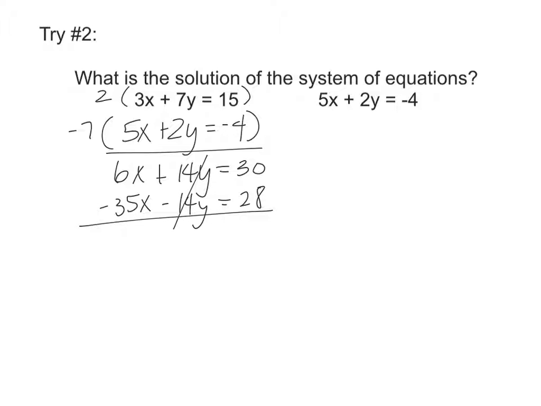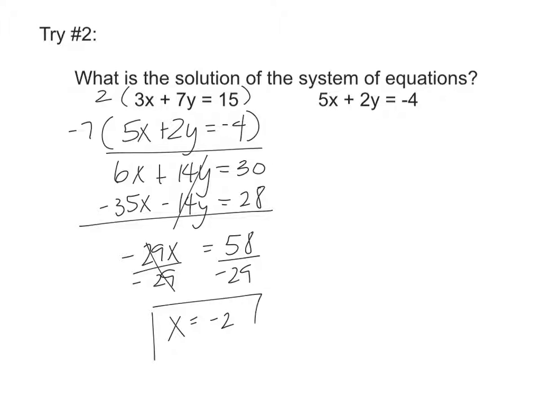Thus will give us negative 29x is equal to 58. So if I divide by negative 29, I will get that x is equal to negative 2. That's our first term. Now, again, I'm going to choose to use the first equation to substitute back into because there are no negatives. So here we go.